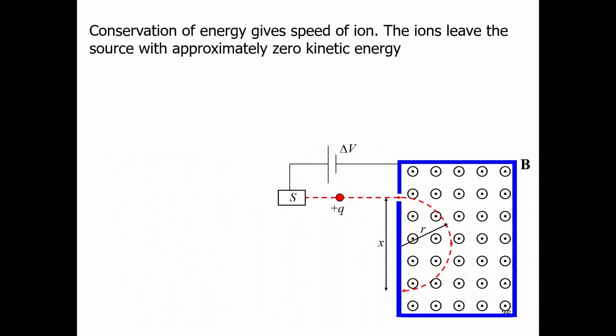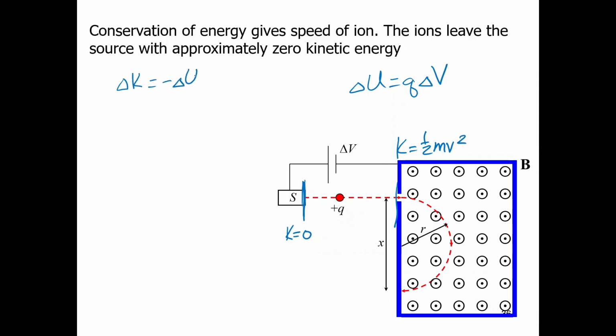So I'm going to assume that at the starting position right here, when it leaves, it's going to start at rest. And it's going to accelerate to some kinetic energy equal to 1/2 mv squared over here. In order to get faster, there has to be a change in potential energy. Well, that change in potential energy is equal to q times my change in potential. So what I can do is set my change in kinetic energy equal to negative my change in potential energy. Whatever is gained is lost, right?